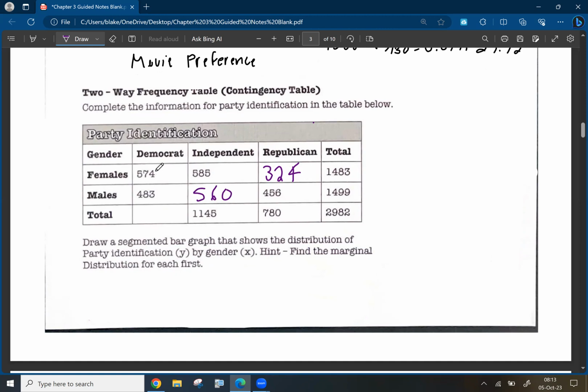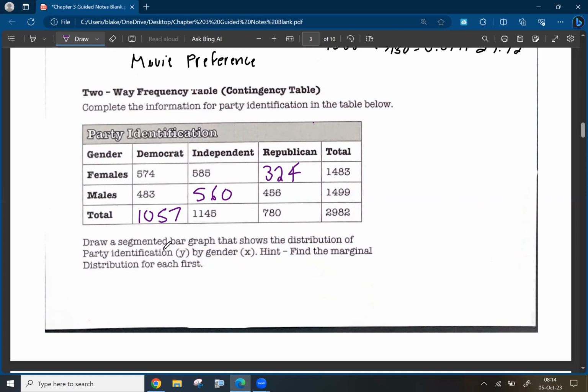And then this one, we should add up total Democrats, and we have total Democrats at 1057. Again, this should work along the column as well. These 3 numbers added up should be 2,982. So you can also add these all up to check that as well. All right, but we have that now.